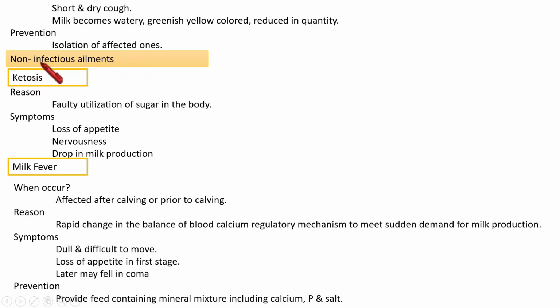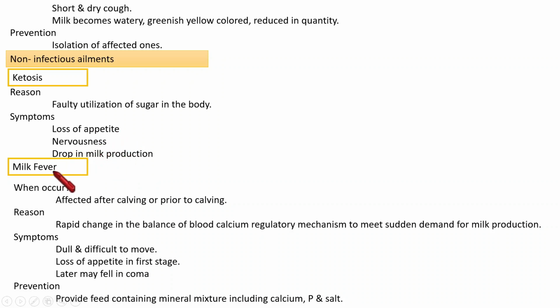Okay. Non-infectious ailments. It is not because of any infection, but because of some other problem that happens inside the body. First one, ketosis. What is the reason? This occurs because of the faulty, irregular way of utilization of sugar in the body of dairy animals. Symptoms: loss of appetite, nervousness, and drop in milk production.